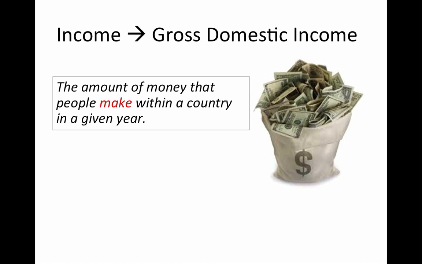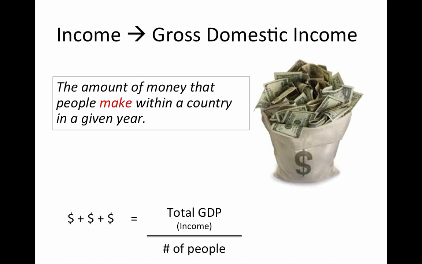Another way to measure GDP is with income. This is called gross domestic income. This is the amount of money that people will make within a country in a given year. Very simply, you add up all the money that people make in a country during the year, and this gives you the total income GDP. Again, when you divide this by the number of people who are living and working in a country, you arrive at GDP per capita. This is also used to reflect people's standard of living within a country.